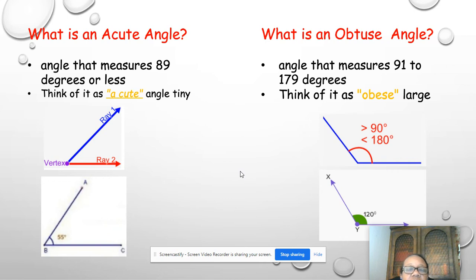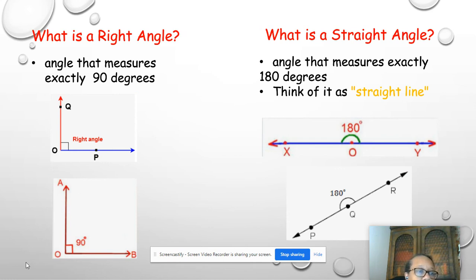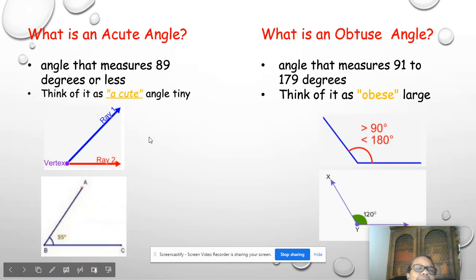The other things in this PowerPoint are different types of angles that you should already be familiar with. An acute angle is less than 90 degrees. If you think of it as a teeny cute angle, then you would get it right. That's acute. The obtuse angle is larger than 90 but less than 180, so it's anything from 91 to 179. If you think of obese, large, that's your obtuse angle.